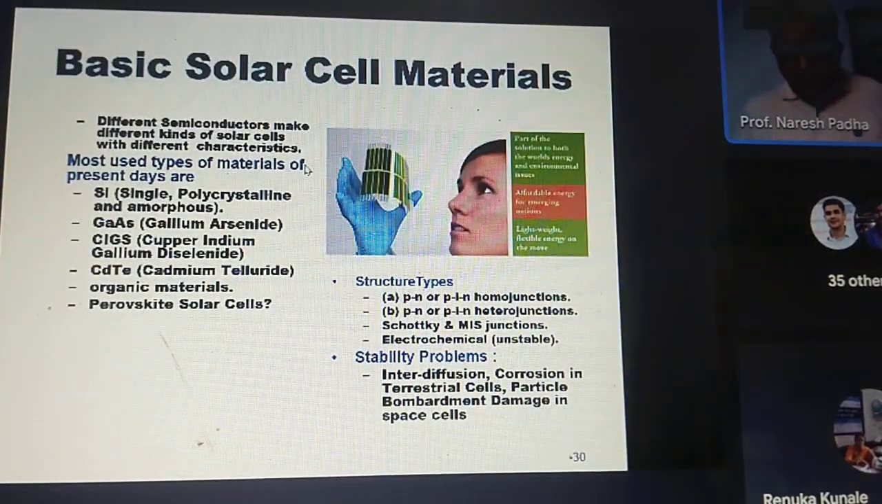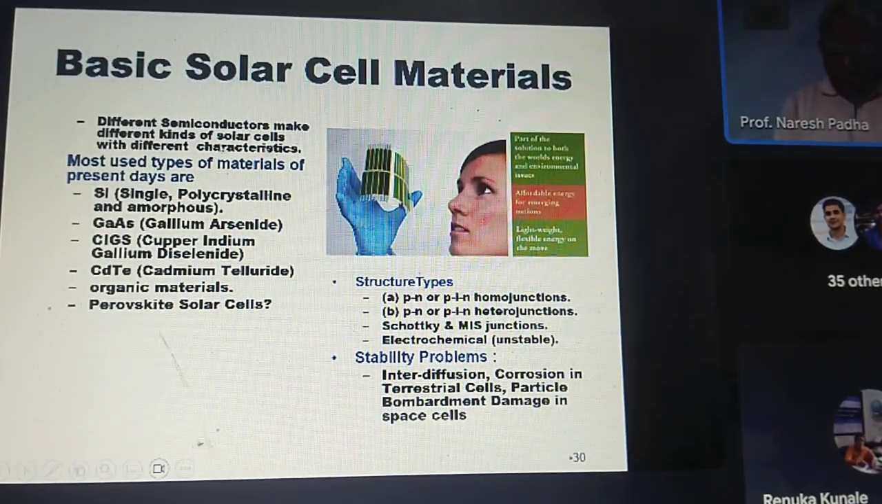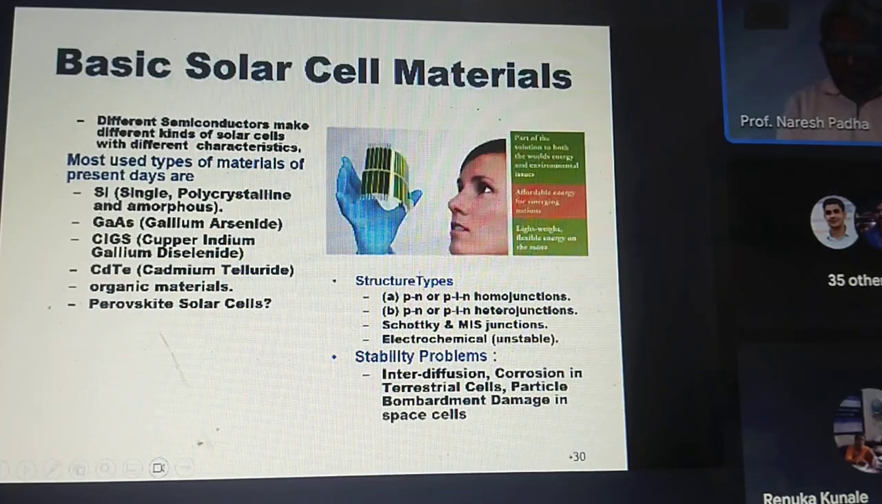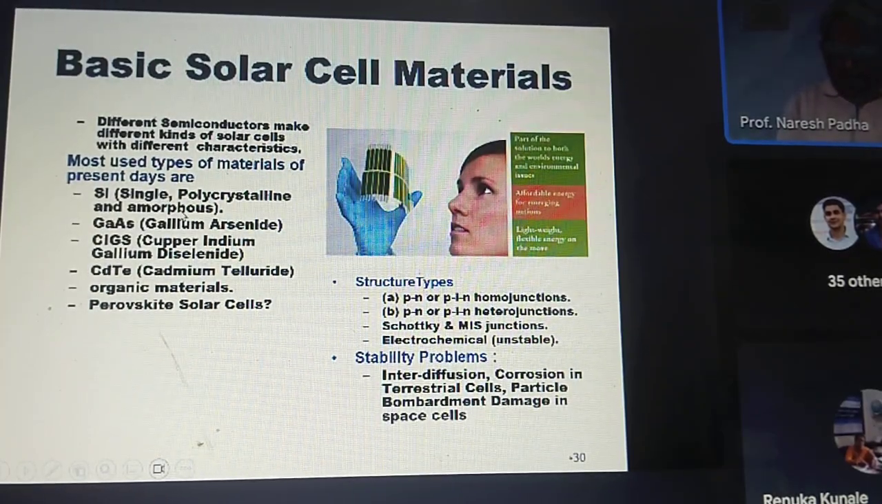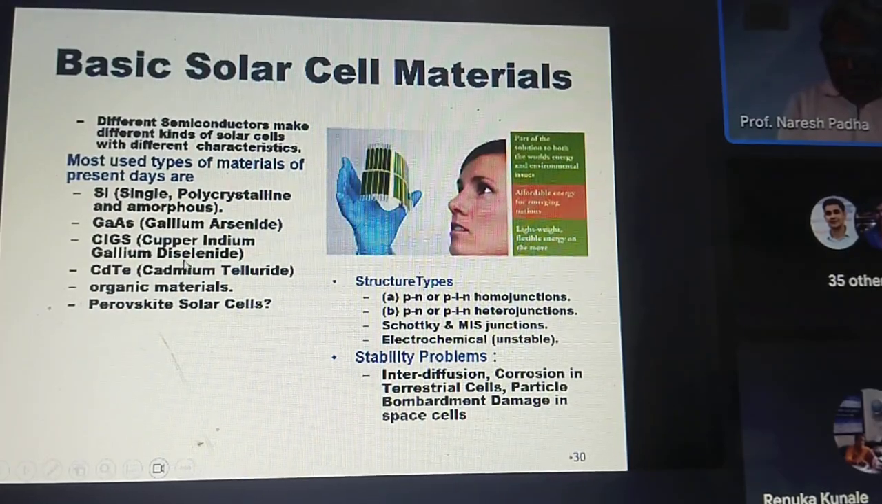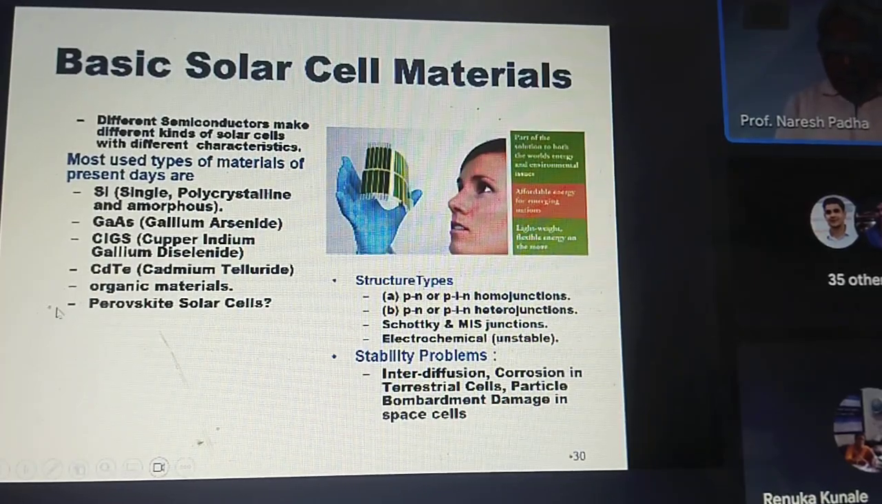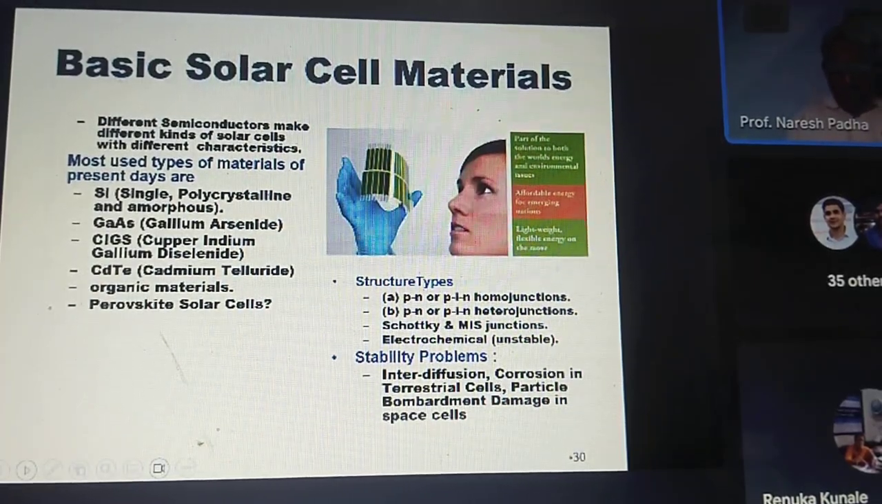Now, again, different semiconductors make different kinds of solar cells with different characteristics. I have already told you about silicon, single, polycrystalline, amorphous, gallium arsenide, CIGS, cadmium telluride, organic materials, perovskites also. These are some of the materials which are being studied extensively in the designing of the solar cell.